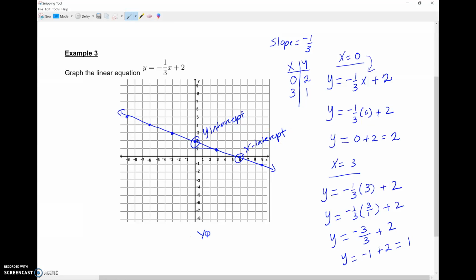So our y-intercept is 0, 2, and that's where the graph, or the function, crosses the y-axis. The x-intercept is 6, 0. And we know that our function, the graph, is decreasing.